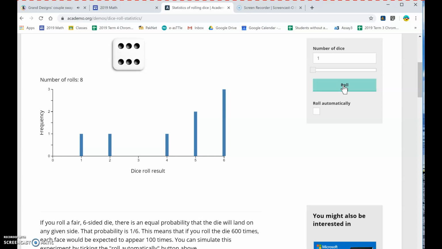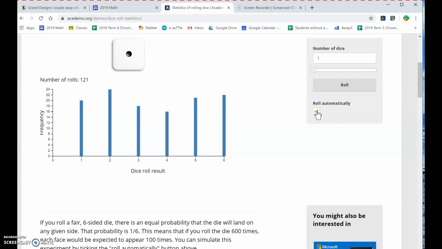So we're expecting, and this is a new word, a rectangular distribution because it will be flat. But what I want you to notice, if I roll automatically, is that it doesn't look very rectangular at this point. Okay, so when you're writing this up on your Google site, I want you to screenshot when you've done about 10 rolls, screenshot when you've done about maybe 50, screenshot when you've done more.